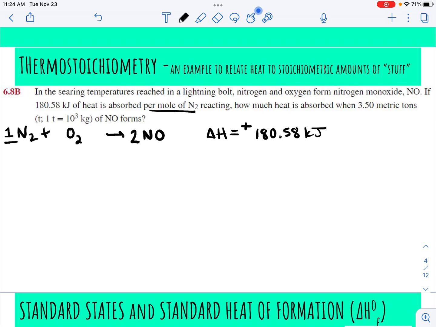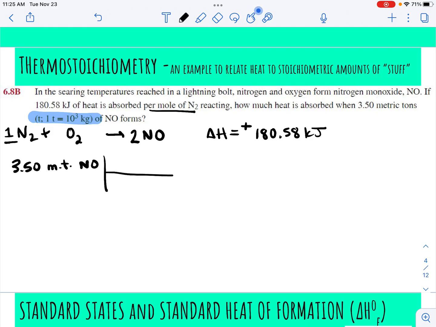And they want to know how much heat is absorbed if 3.5 metric tons of nitrogen monoxide forms. So they give you some conversions here about metric tons and kilograms, and so we'll have to use that. This is just complicated only for that reason. So I'm going to start with my 3.50 metric tons. I probably should use the same abbreviation they use. They're calling them T's. I'm going to call it MTs. And I need to get that of, let's see, this is of NO forming.